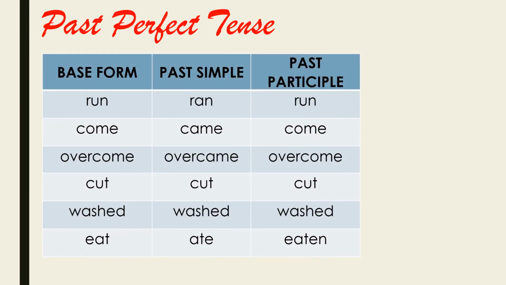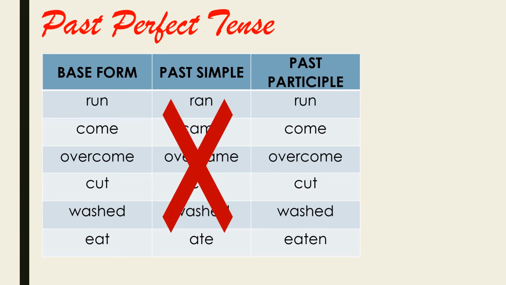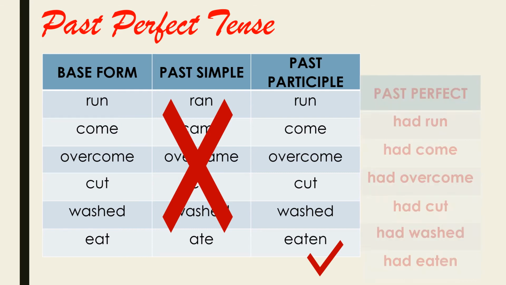To better understand the structure, let us study this table. The first column are the base forms, the second are the past simple forms, and the third are the past participles. Again, what do we use in the past perfect? Is it the past simple or past participle? Great, yes, we do not use the past simple. Rather, we use the past participle. Thus, when we construct our past perfect, it would be this.